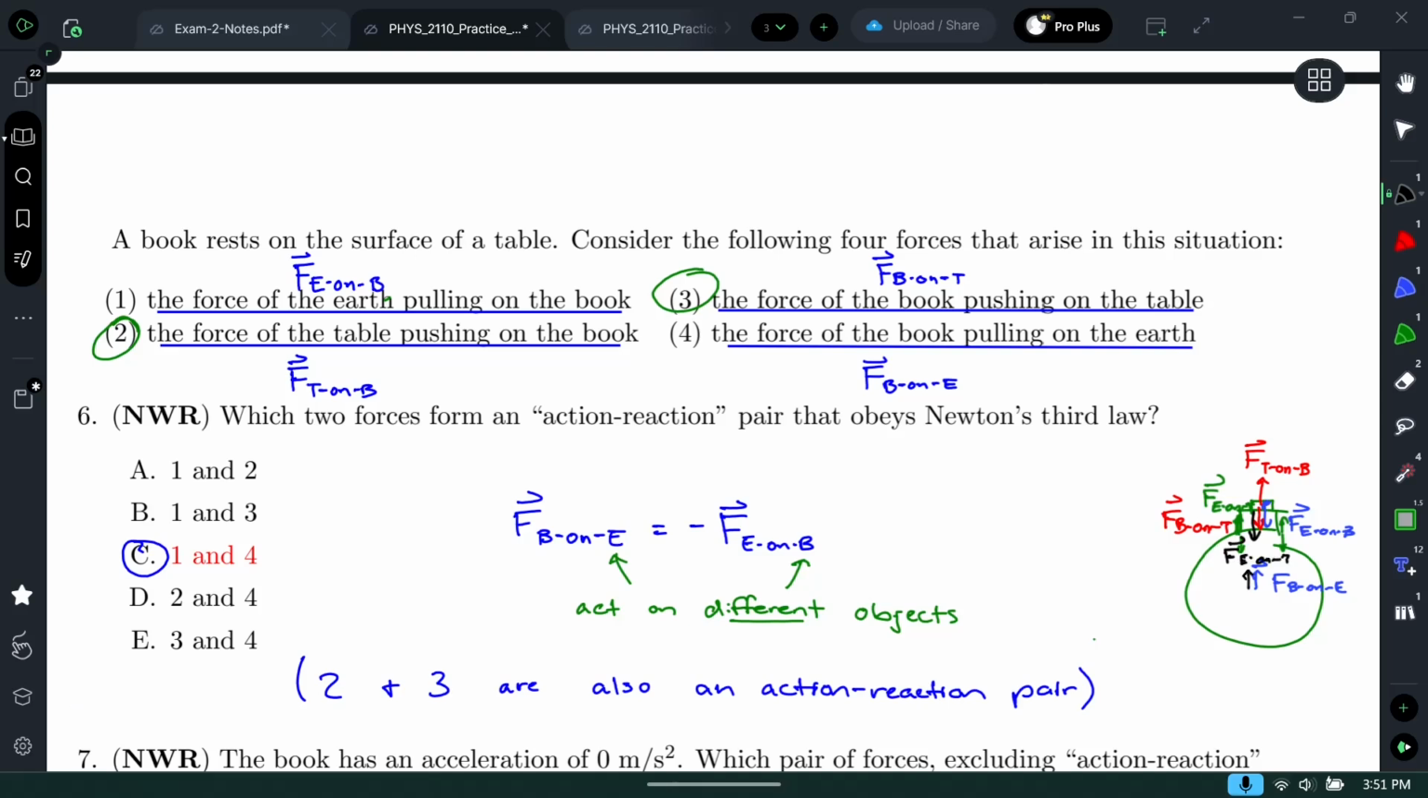Table pulls back up on Earth. And there's even a gravitational interaction between the book and the table. But it's getting so messy here, I won't draw that one. All right. So lots of pairs there, but only one of the ones listed is an action-reaction pair.